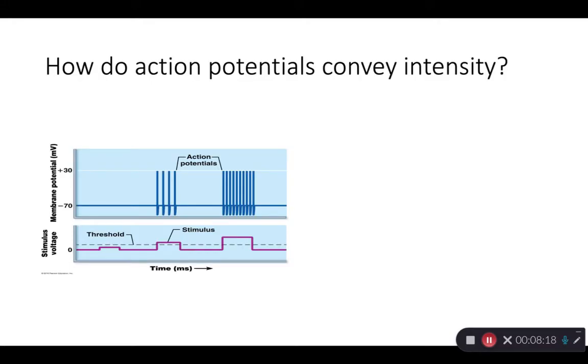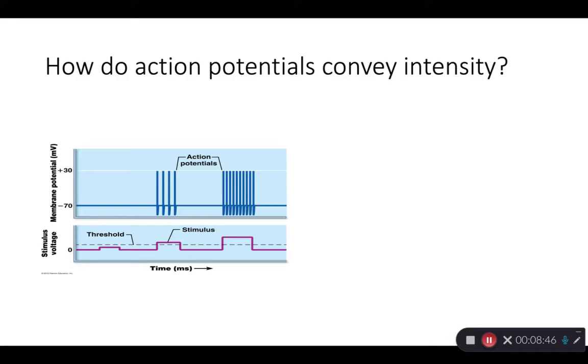All right, and then finally, I wanted to talk a little bit about how action potentials convey intensity of a signal. So action potentials are always the same magnitude. There's no such thing as a bigger action potential or a smaller action potential, and that's because those threshold voltages for opening and closing of sodium-potassium channels are always the same. So an action potential will always produce the same fluctuation of voltage, okay?